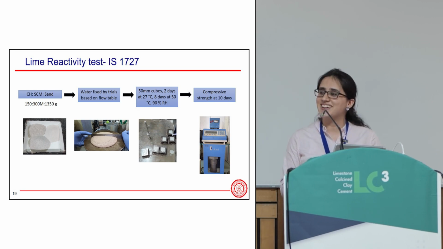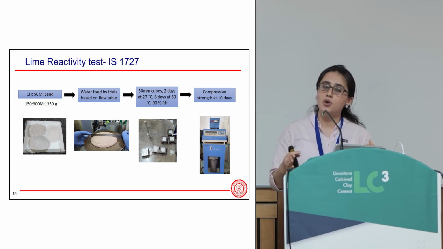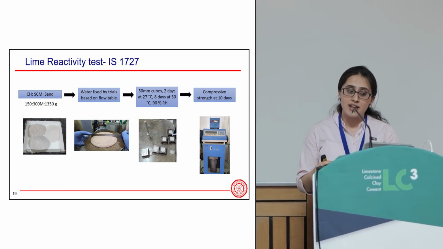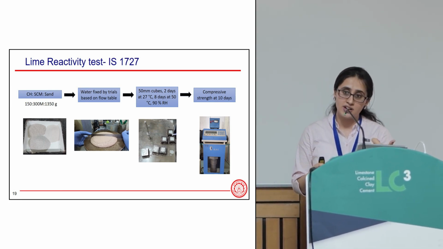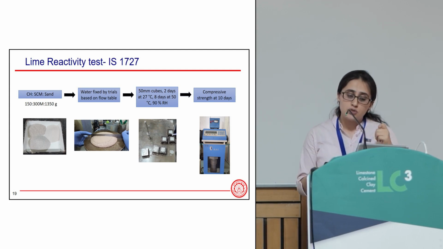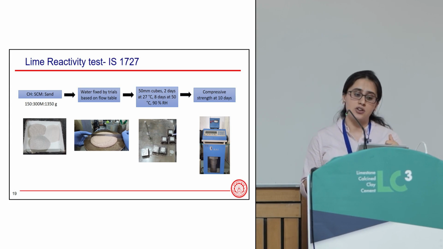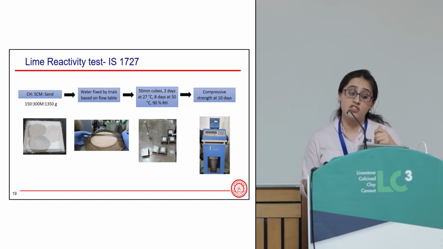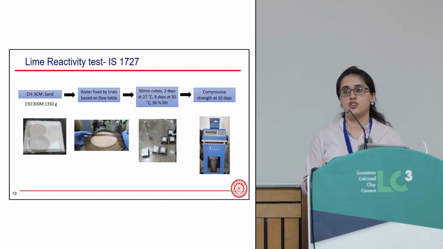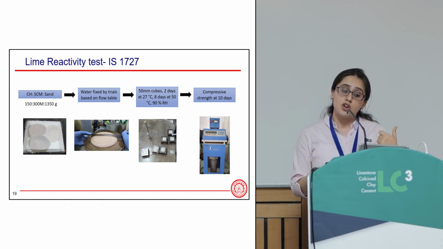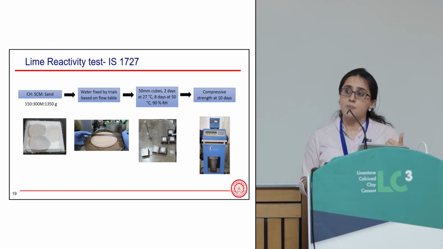We determine the water content based on the spread flow test, in which our main target is to achieve a spread flow value between 16.5 to 17.5 ml. We do several trials to obtain this water content, and once we have identified it, we can do the casting. We use 50 mm cubes, and these cubes are cured for 2 days at 27 degrees centigrade, and for the next 8 days they are cured at 50 degrees centigrade. After that we perform the compressive strength test, and the pozzolanic reactivity is related to the compressive strength that we get.